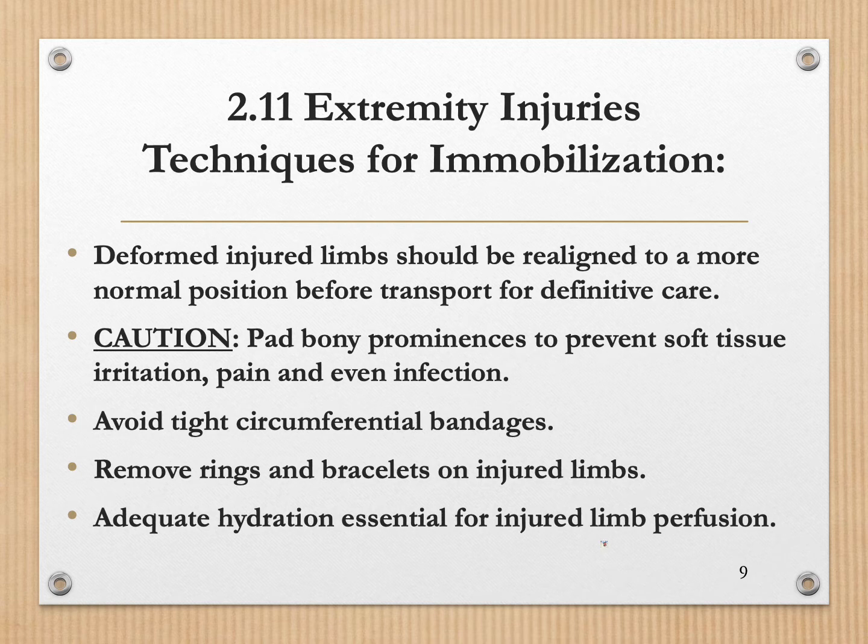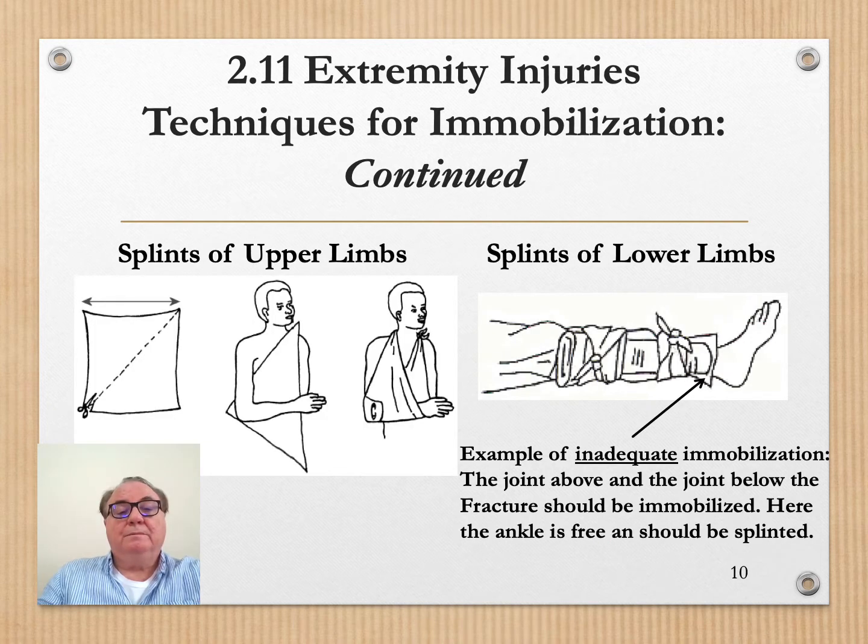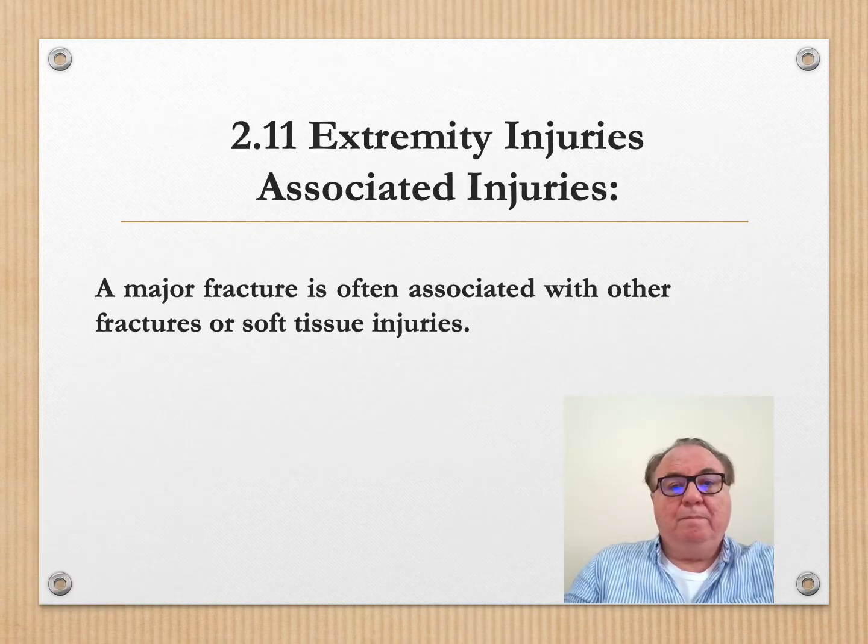Adequate hydration is essential for injured limb perfusion. You can splint the upper limb, or you can put them in a sling. Notice here's a splint of the lower extremity that's not good enough. You should immobilize the joint above and the joint below any fracture that you're trying to immobilize. If there's a major fracture, it's associated with other fractures or soft tissue injuries, and they should be looked for.